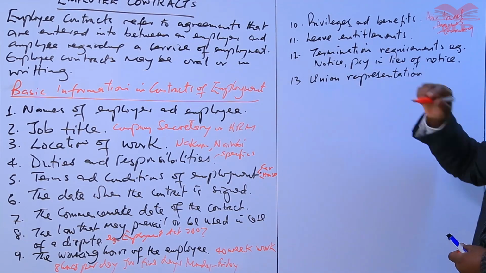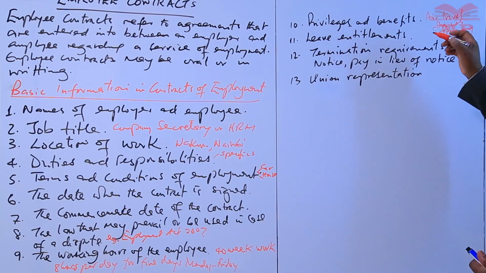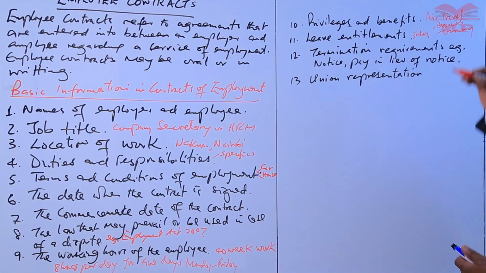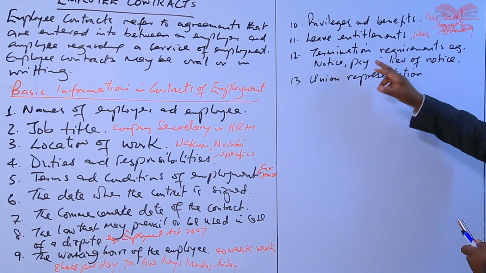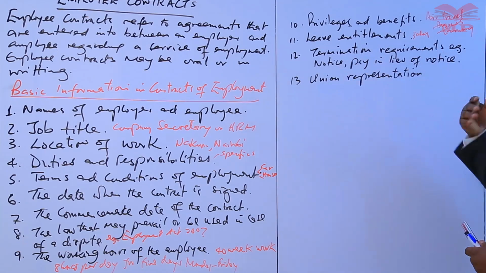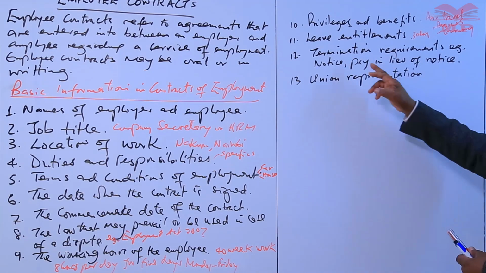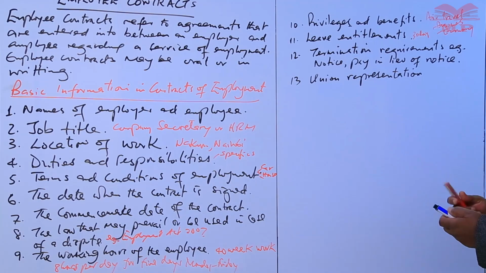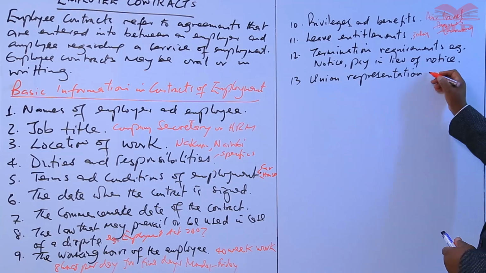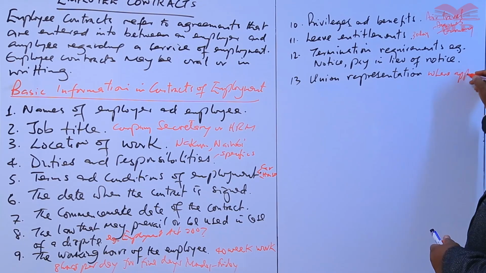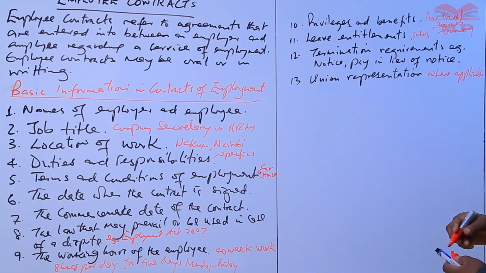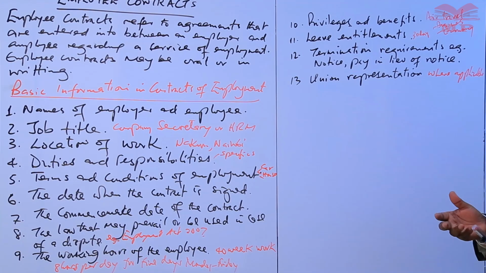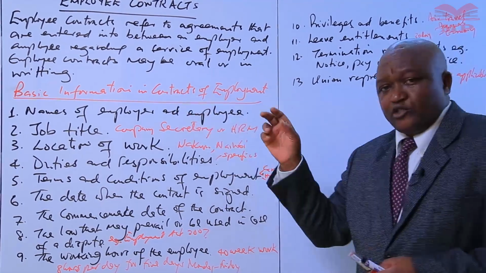Then you have leave entitlements. So this particular person could, for example, have 30 days annual leave, for example, per year. Then you have termination requirements in terms of notice, maybe 1 month notice, 2 weeks notice, pay in lieu of notice if the person has to leave, union representation. And in the union representation, this is where applicable. Some of the employees may not be unionizable. So these are just some of the basic aspects that should be captured in a contract of employment.